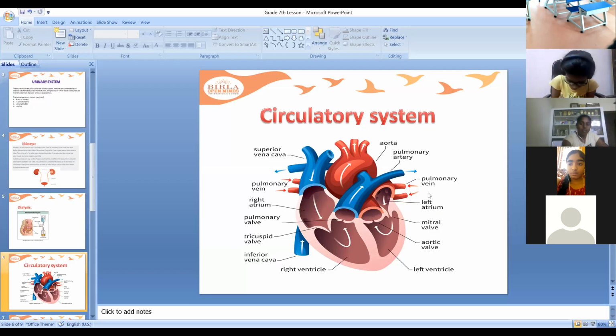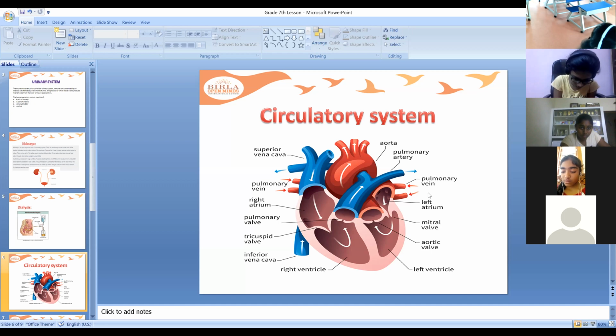Now, going on with the circulatory system. Which is the main important organ of the circulatory system? Naturally, it's the heart. So we're going to discuss some interesting things about the heart: where it is located and what its functions are. We are going to discuss it now.